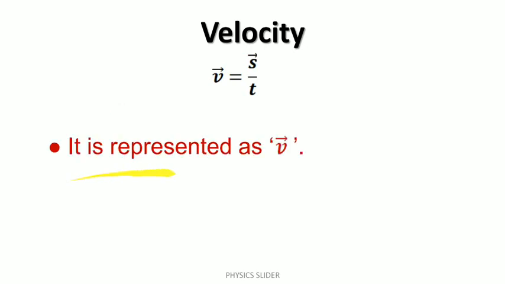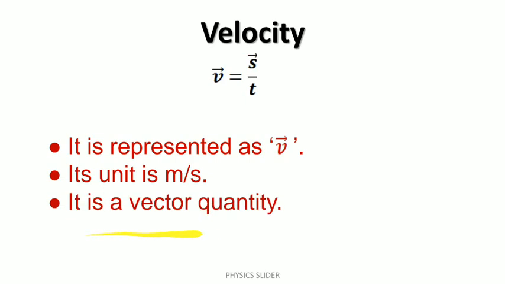The velocity is represented as vector v. Its unit is meter per second and it is a vector quantity.